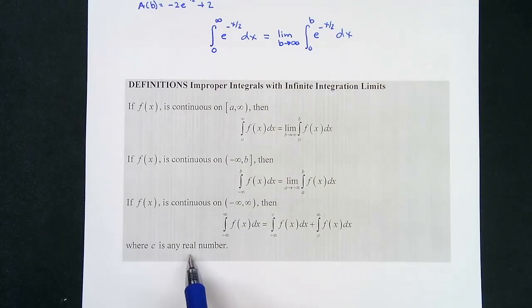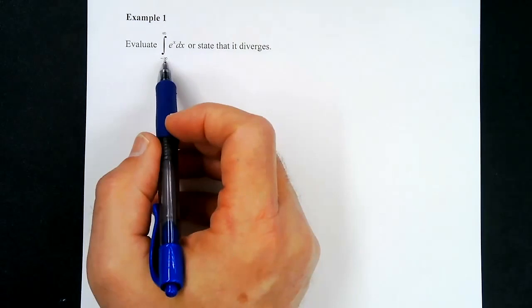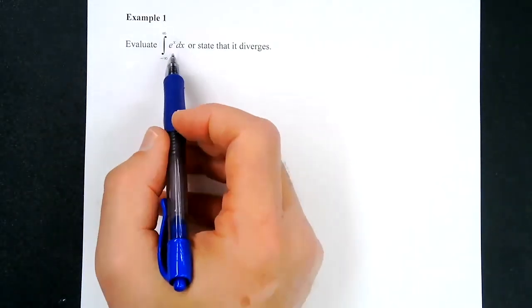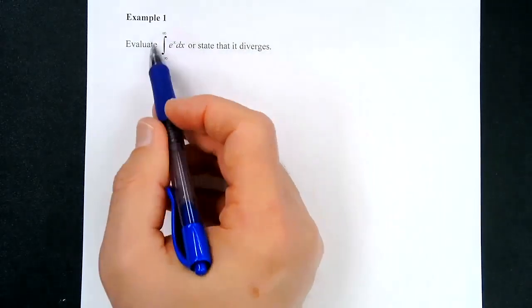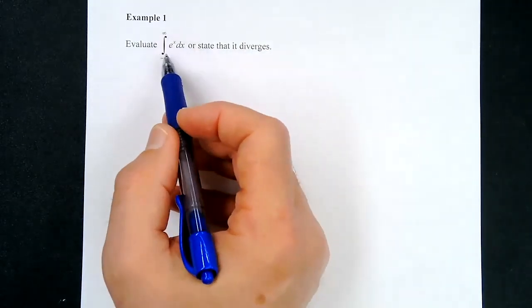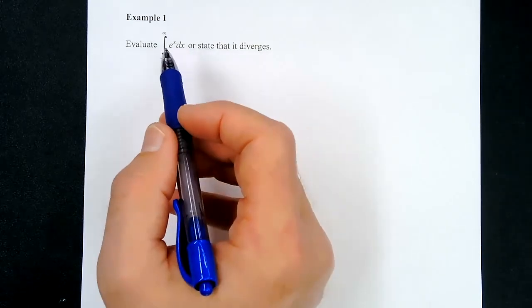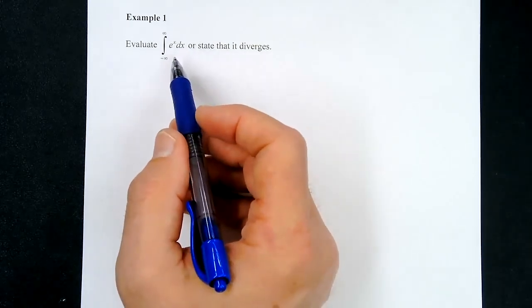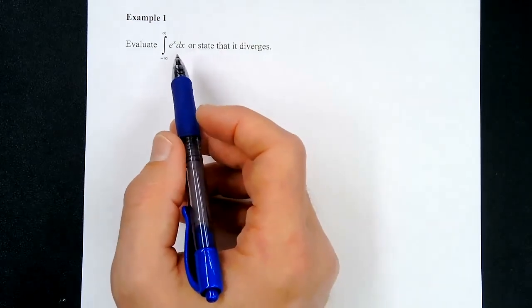All right, let's start doing some problems and just go over different situations that you can come across in these improper integrals. So for this first example, we want to evaluate the integral from negative infinity to infinity of e to the x dx, or state that it diverges. So if we actually get a number value out of this, then we're going to say it converges. And we can evaluate it. If we get infinity or negative infinity, that's not a value, and so we would say it diverges.